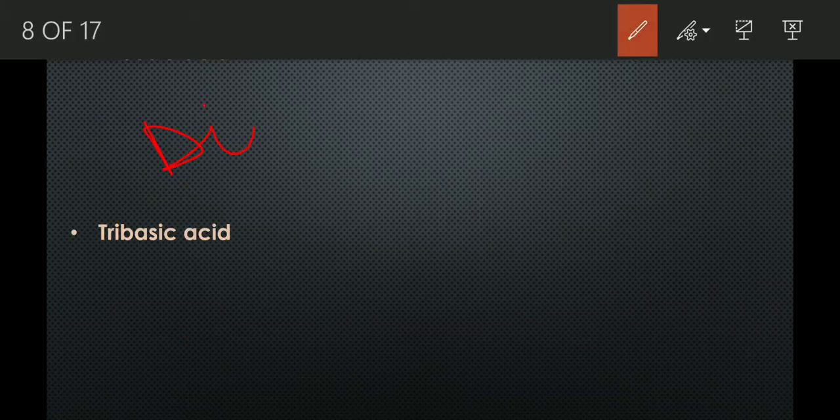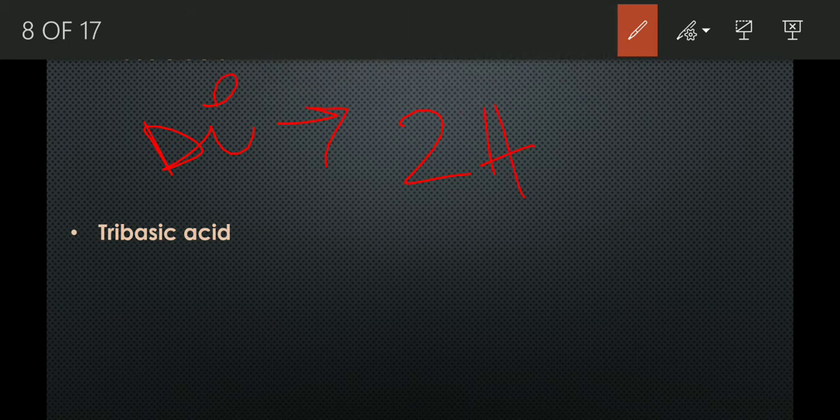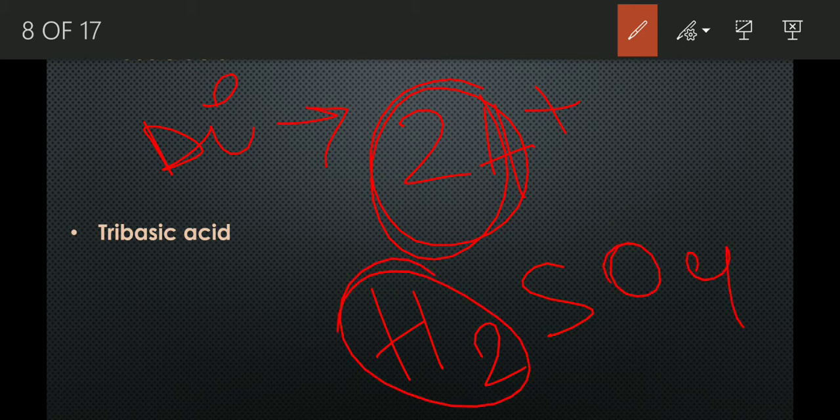Di means what? Two. So it will contain two replaceable hydrogen ions. So it will produce two hydrogen ions in the aqueous solution. Example is H2SO4. This contains two replaceable hydrogen ions, right? Even carbonic acid is also a dibasic acid, H2CO3.